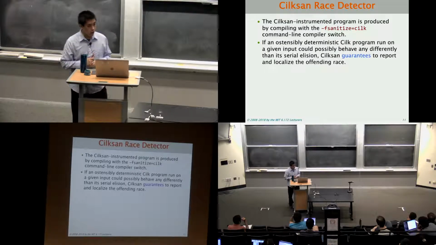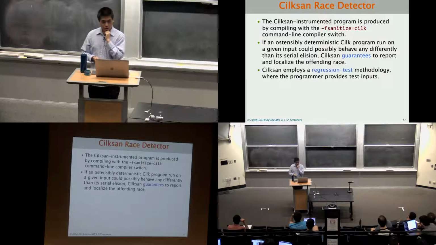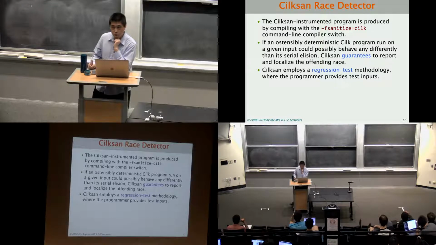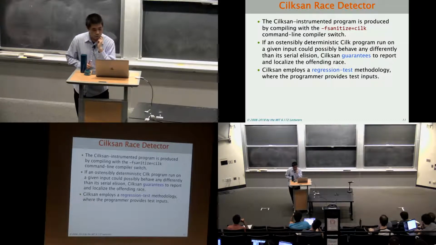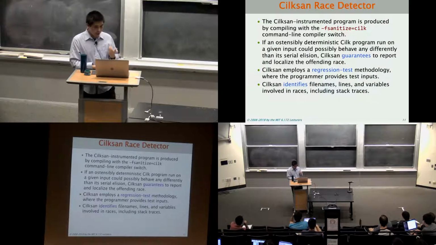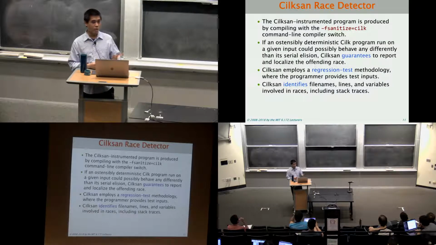So Silk SAN is going to tell you which memory location there might be a race on and which of the instructions were involved in this race. Silk SAN employs a regression test methodology where the programmer provides different test inputs, and for each test input, if there could possibly be a race in the program, then it will report these races. And it identifies the file names, the lines, the variables involved in the races, to debug your code and find out where there's a race in your program.